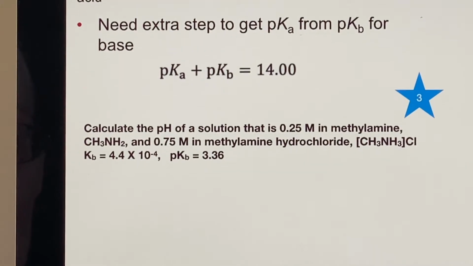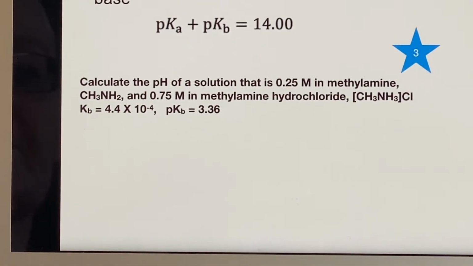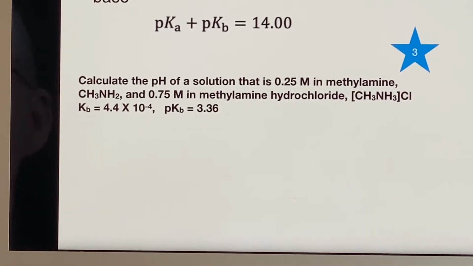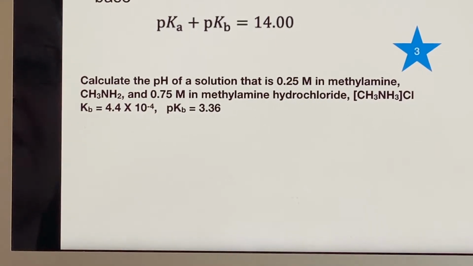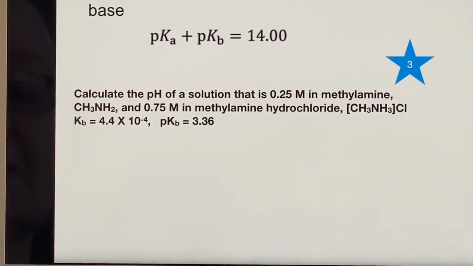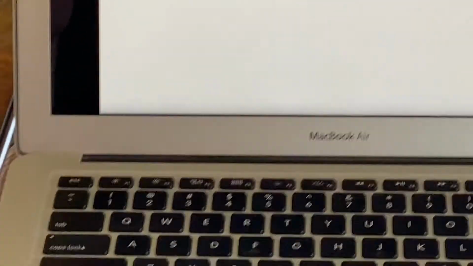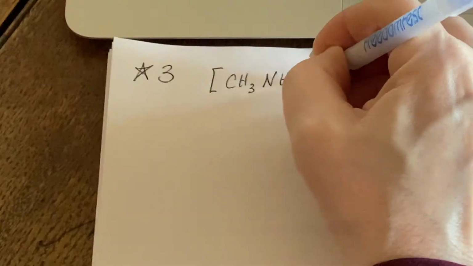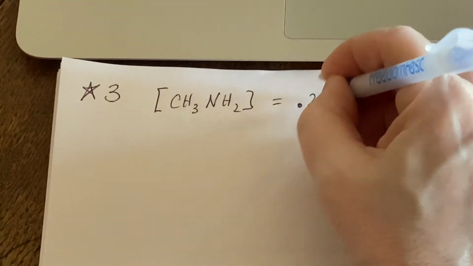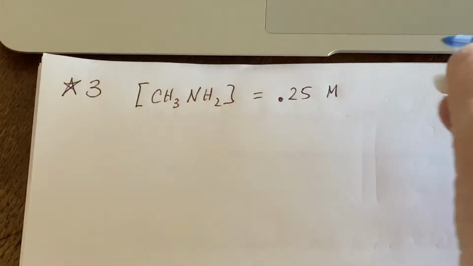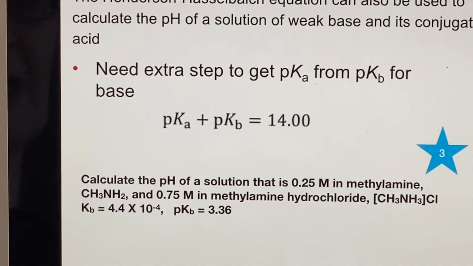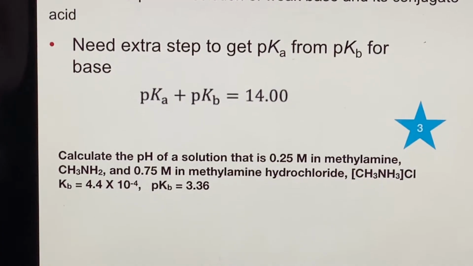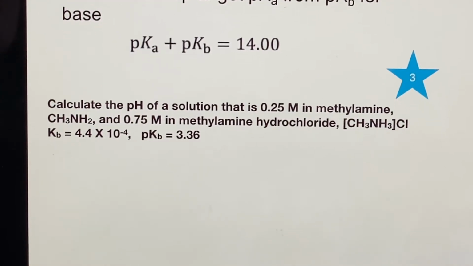And we have a problem here. Number 3. It says calculate the pH. And they tell you that it's going to have methylamine. So the concentration of the methylamine is 0.25 molar. And the concentration of the methylamine hydrochloride, oh, that's a strange name, but what is the actual formula of that?